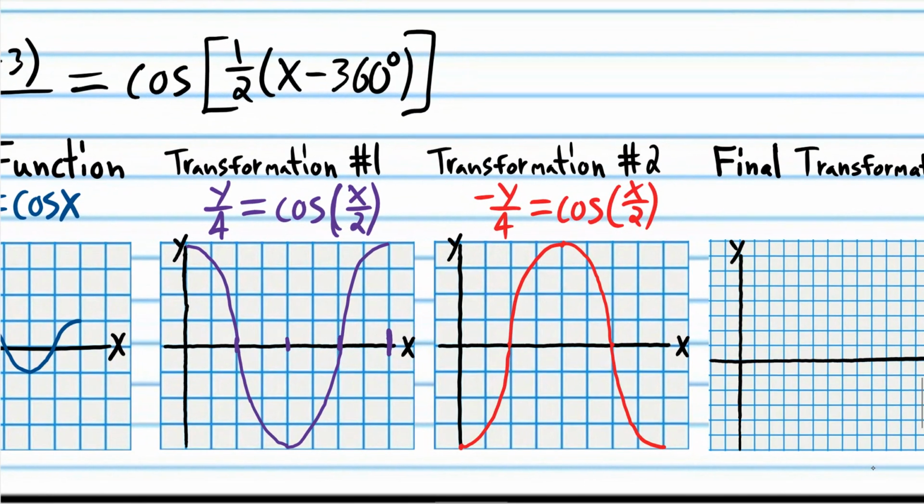So when you reflect across the x-axis, you take some point, maybe this point up here, and then you figure out the distance from that point to the x-axis, and then you go that same distance across the other side, and that's your corresponding point. You do that for every point, and it just flips it over the x-axis.